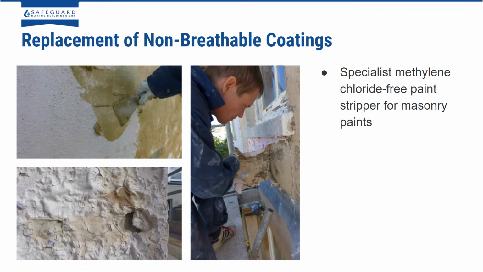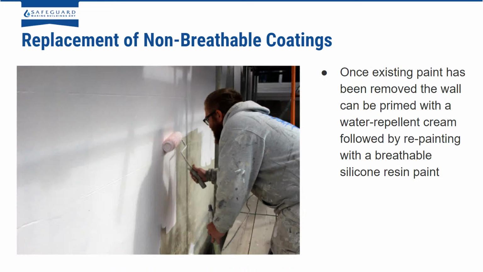So in those situations, it's simple replacement of the non-breathable coating. You can get these methylene chloride-free paint strippers, or clay-based ones as well, which are really effective at removing the paint. Or you can even get these types of sandblasters, which can remove the paint as well. So you remove it back to a sound surface. You can then either just repaint, or you can prime the wall with a water repellent cream and then repaint with a breathable silicone paint, as we said earlier.